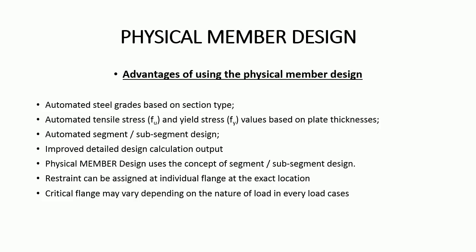Now the next is the option to provide the restraint to the individual flange at the exact location. Now the critical flange may vary depending on the direction and the nature of the loading. For example, if there is an I-shaped section having fixed end supports and the vertical load is acting downward at the center, then the top flange at the central part is under compression, which is susceptible to buckle laterally, resulting in a phenomenon called lateral torsional buckling.